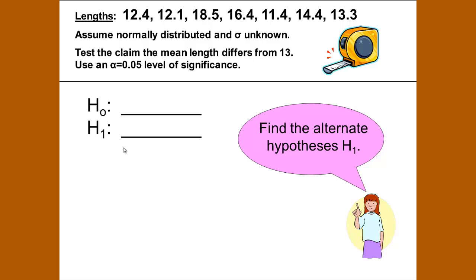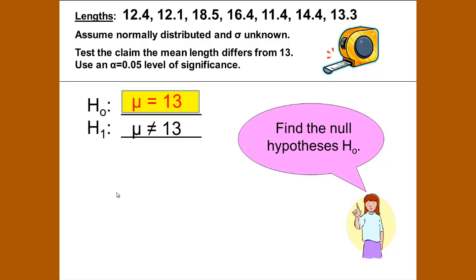We need to find the alternate hypothesis, and we'll read the claim to find that. We want to test the claim that the mean length differs from 13. Remember that differs from 13 means not equal to. That means it will become the alternate hypothesis, again because this does not contain the condition of equals to, and because it's what we want to prove. So the mean does not equal 13. Next, we need to find the null hypothesis, or H0. And since H0 has to be the opposite of not equaling 13, it is to equal 13.